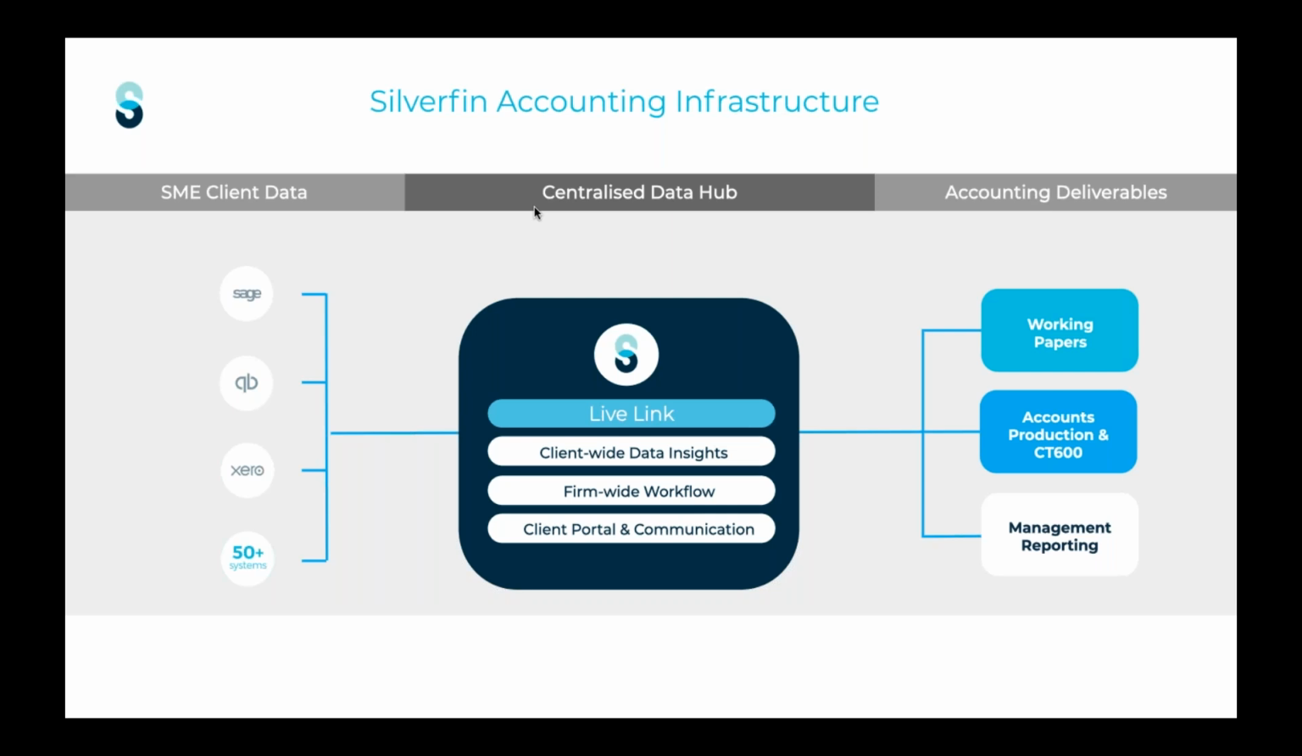We can also do that with certain desktop products, particularly Sage, where we can create a daily link up to your installed versions of Sage to get all that detail into a data hub. And from there, we're going to focus the rest of the time on the data insights and the client-wide insights. But on the right-hand side, just to highlight, we also provide a full suite of compliance. So we go into working papers, full accounts production, corporation tax and management reporting. So that just shows the architecture of what we're trying to do.